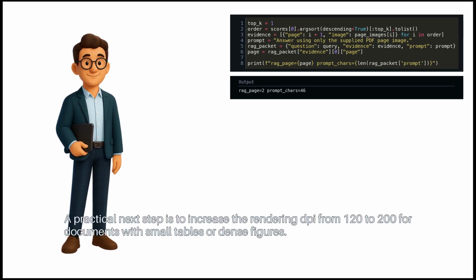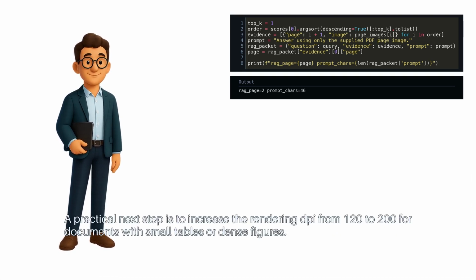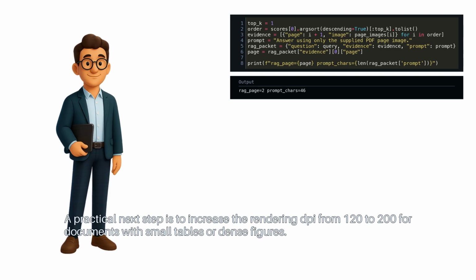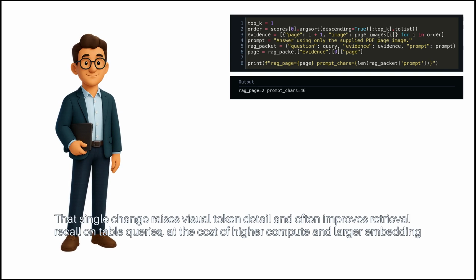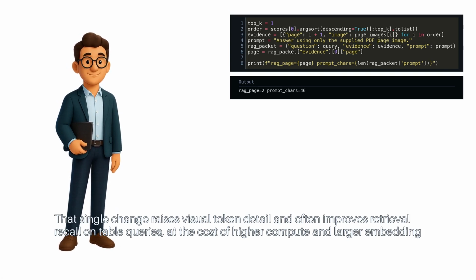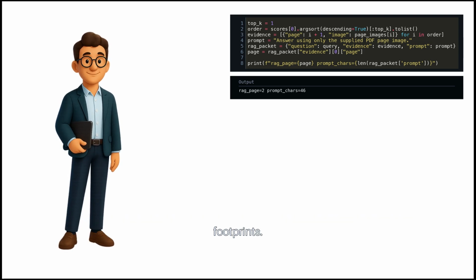A practical next step is to increase the rendering DPI from 120 to 200 for documents with small tables or dense figures. That single change raises visual token detail and often improves retrieval recall on table queries, at the cost of higher compute and larger embedding footprints.